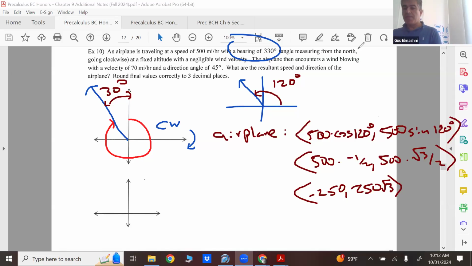So again, if we have example 10, the airplane's going this direction. It's 330 bearing, which is actually 120 in this circle. We do in component form, we get that. Now for the wind, the direction goes 45 degrees. So in this case, we just get straight up just that, right? There's nothing really special about that one. 45 degrees. So let's do the wind. Let's do a different color for the wind.